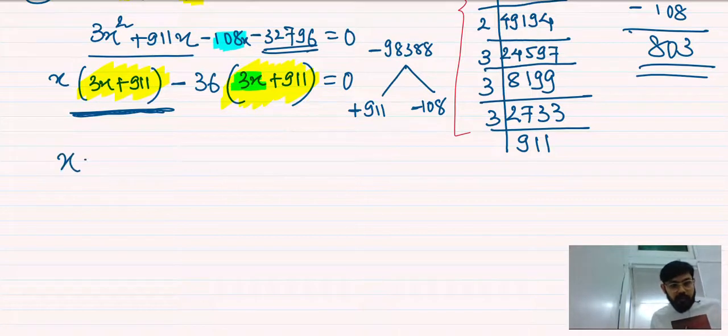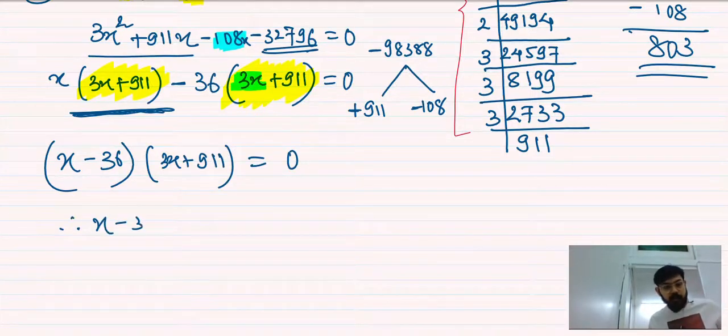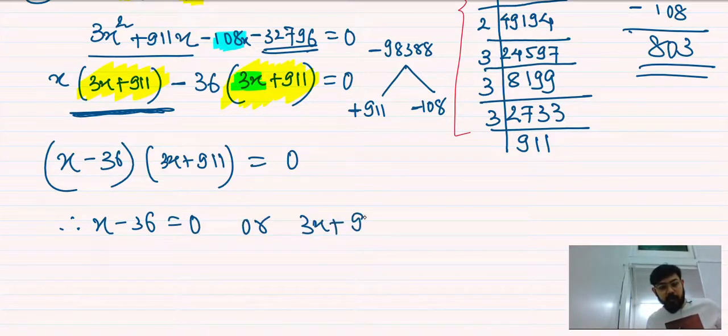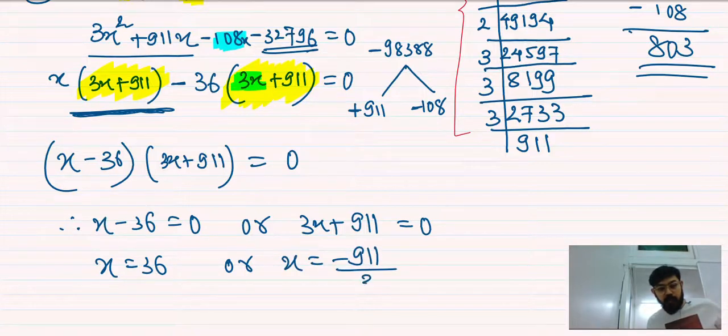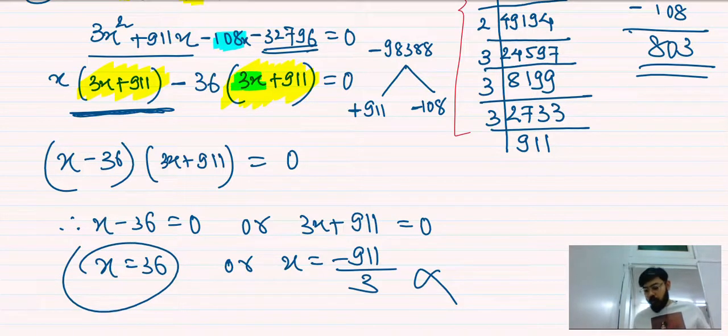So you will write it as (x − 36)(3x + 911) = 0 as the two final factors. Therefore, x − 36 = 0 or 3x + 911 = 0, so x is equal to 36, or x is equal to −911/3. Now definitely this can't be the answer if you're looking for a quantity like time or area or length. So definitely 36 is your correct required quantity.